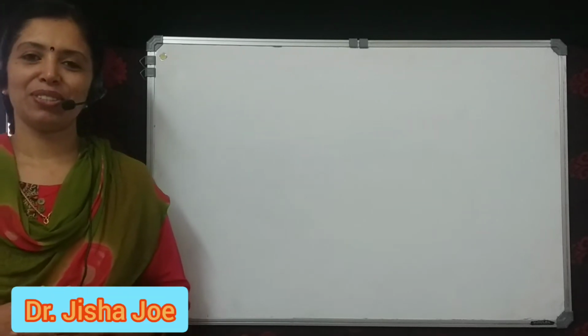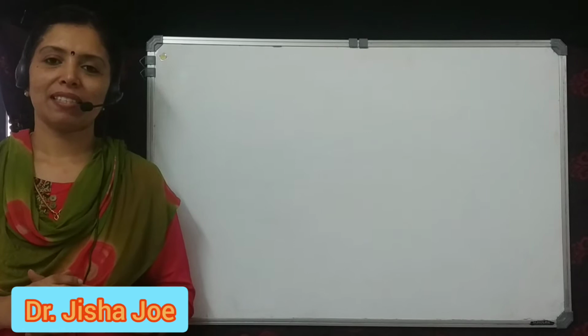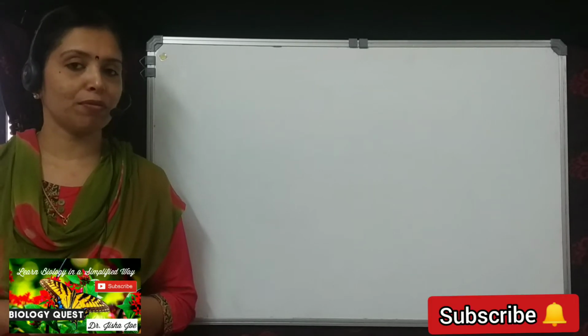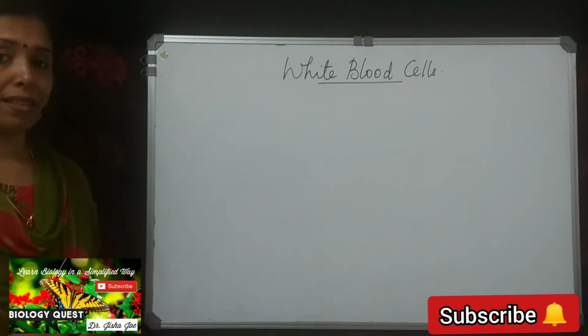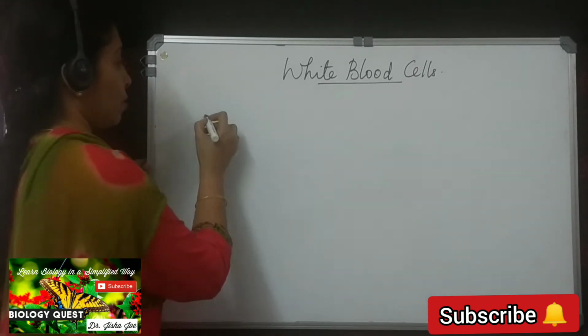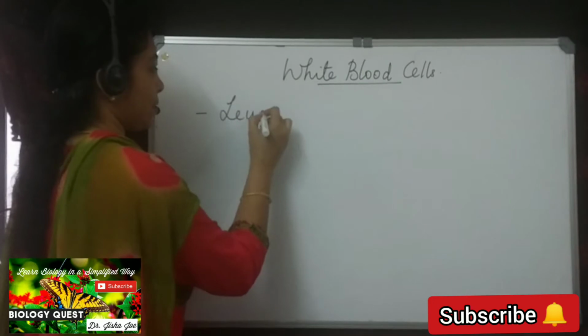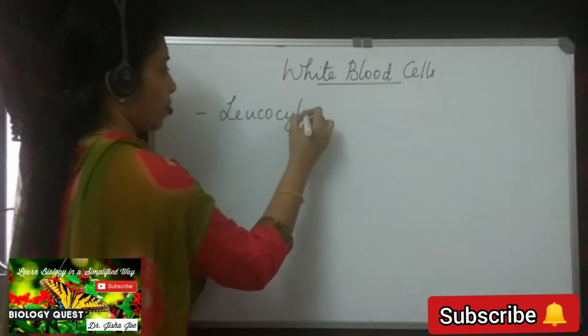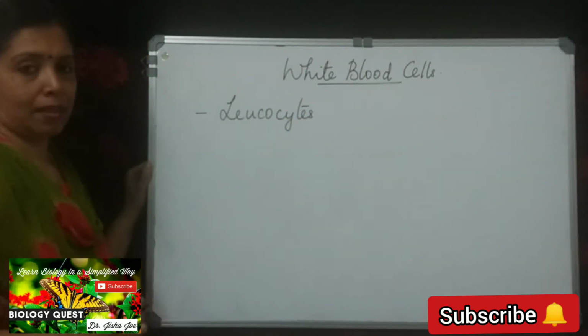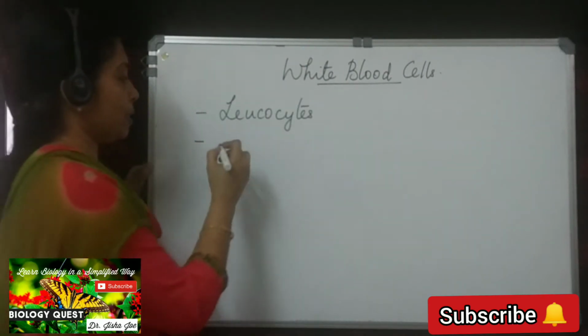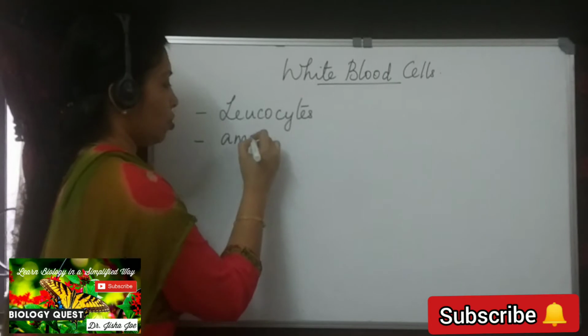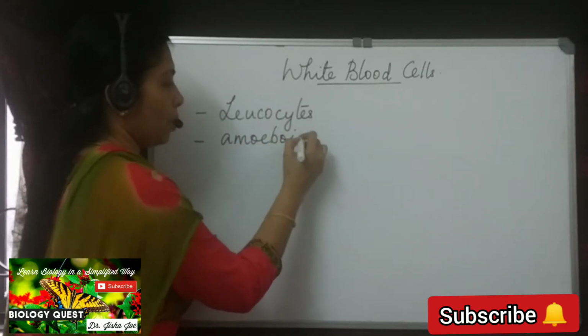I'm Dr. Jisha Jo. In this video, we shall study about the different types of WBCs and their functions. The white blood cells or WBCs are also called as leukocytes. And what about the shape? If you look at the shape of WBCs, they are amoeboid in shape.